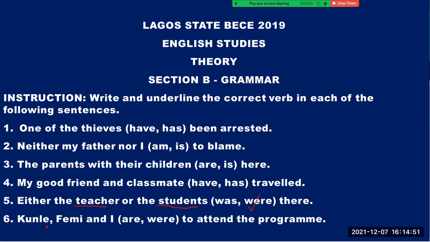Question number 6. Kunle, Femi, and I dash to attend the program. You see, this is really a plural subject. It's a compound subject made up of 3 persons. And because of the use of and, you are referring to 3 persons, not 1. And that's why it must take a plural verb. Take note that whenever you have a plural subject, you must have a plural verb. That is a rule of Concord. All right?